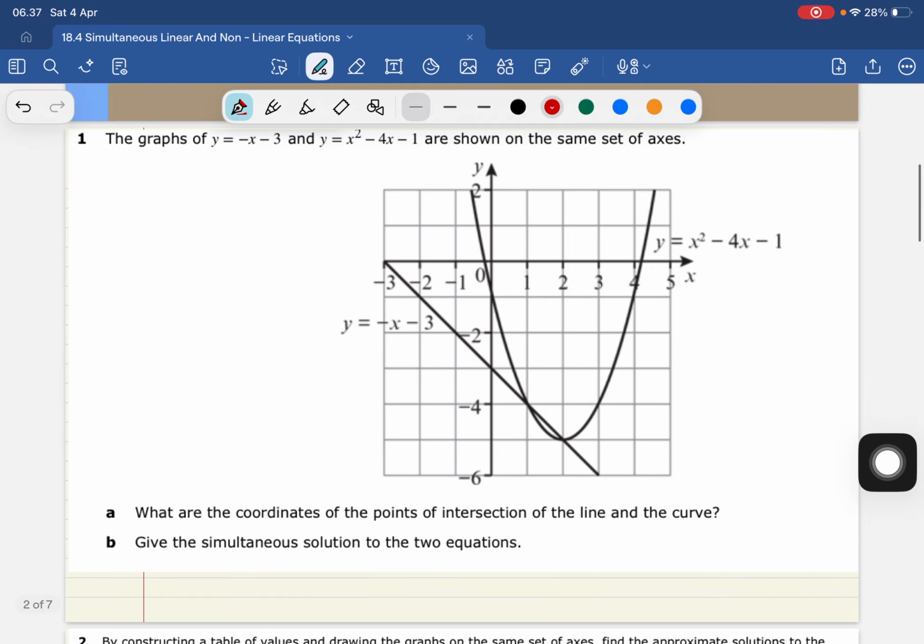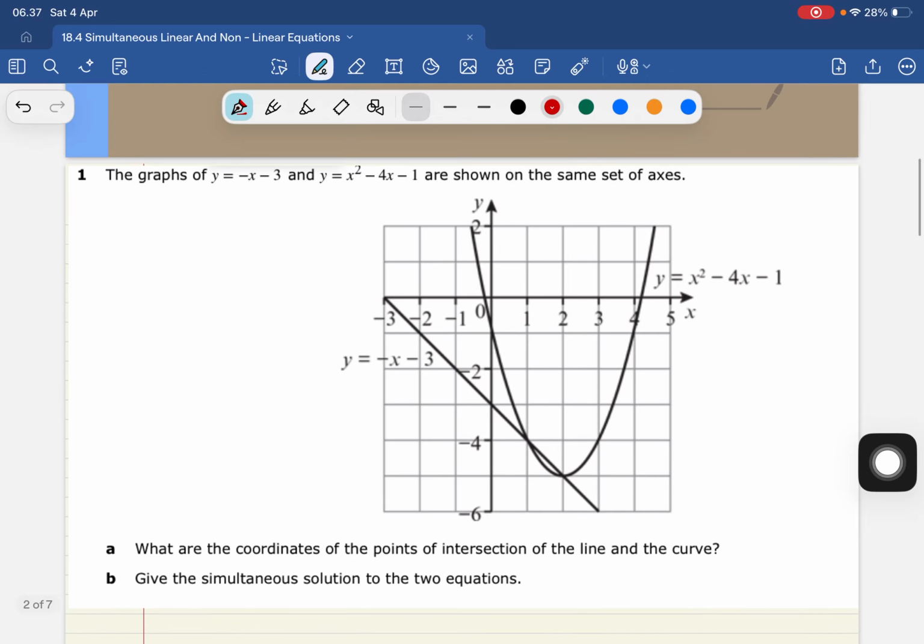Hi, in this question, I'm going to solve a practice question for simultaneous linear and non-linear equations. They provided us the graphs. What are the coordinates of the point of intersection of the line and the curve?